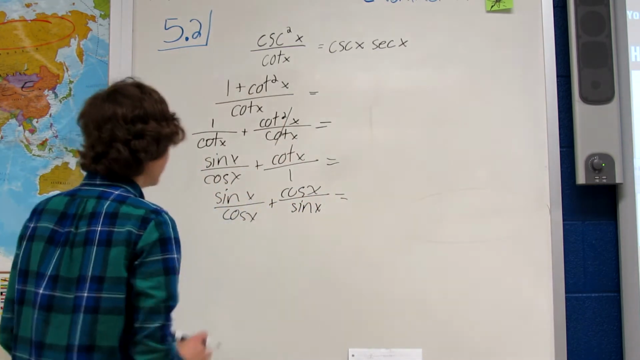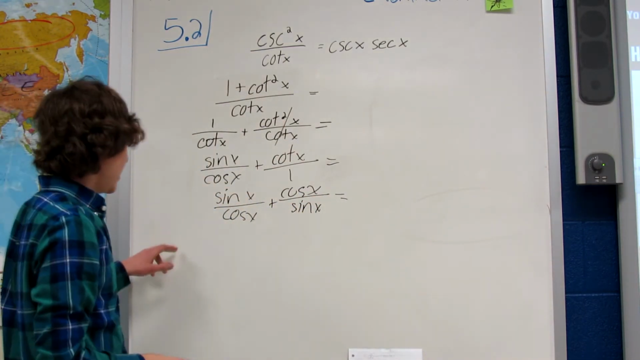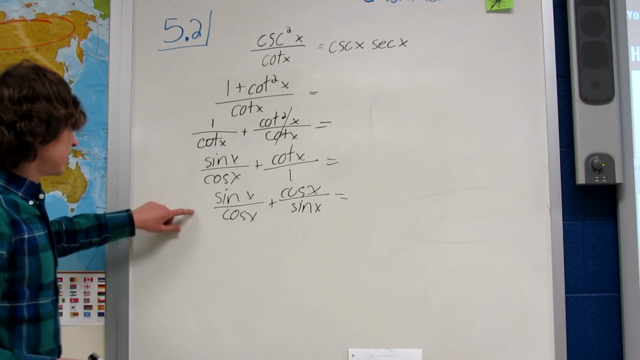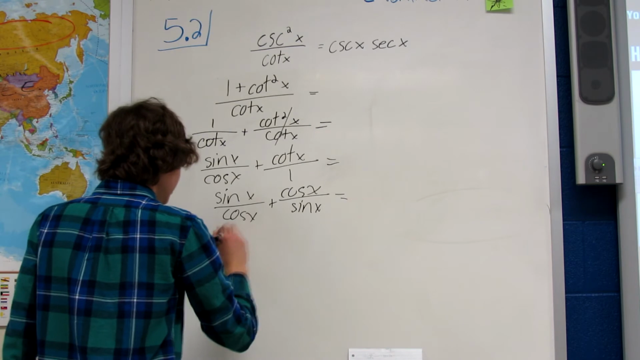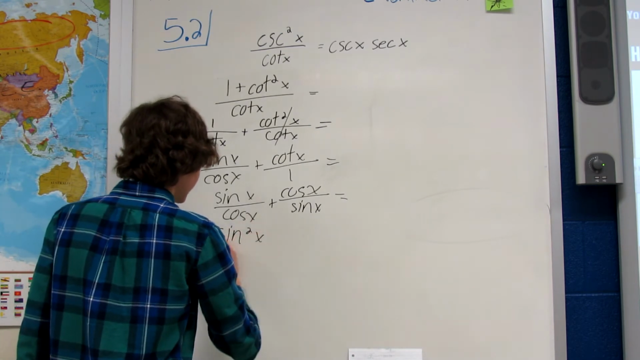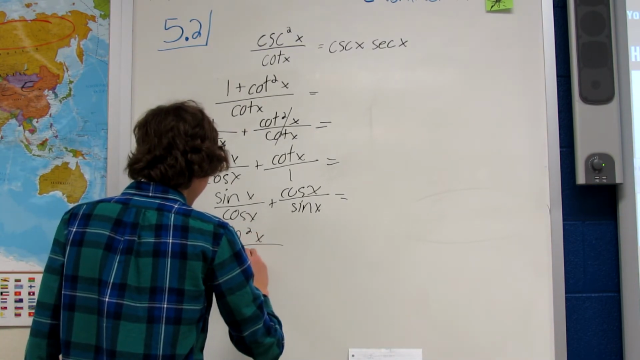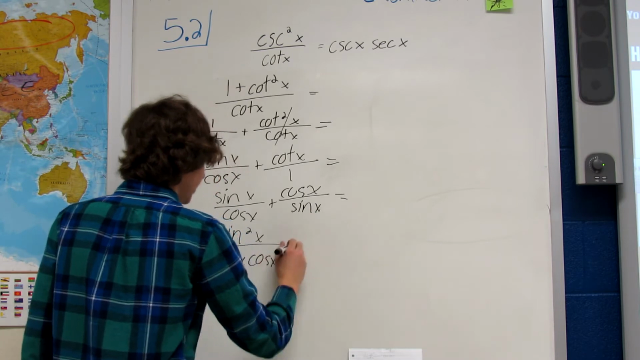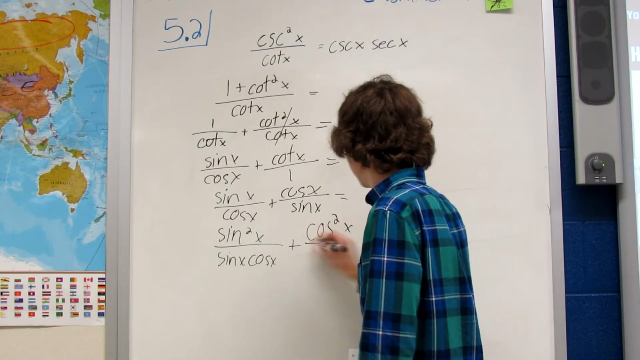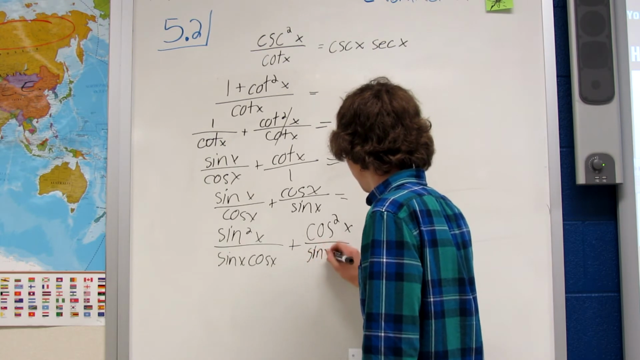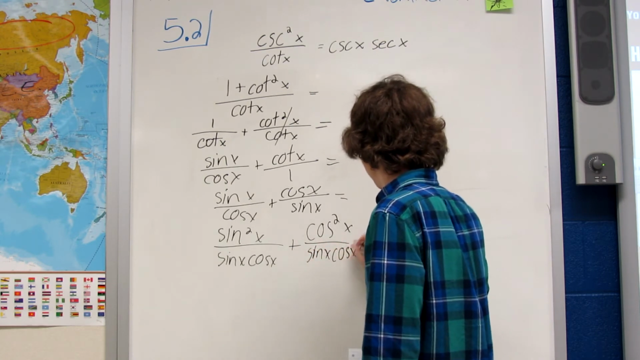And then you have to add these together, so you have to have a common denominator, and you multiply this by the sine of x over the sine of x, and this times the cosine of x over the cosine of x, and when you do that, you get the sine squared of x over the sine of x times the cosine of x, and this, the cosine squared of x over the sine of x times the cosine of x.